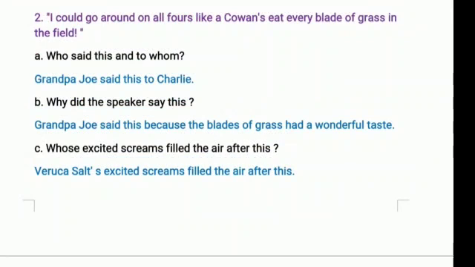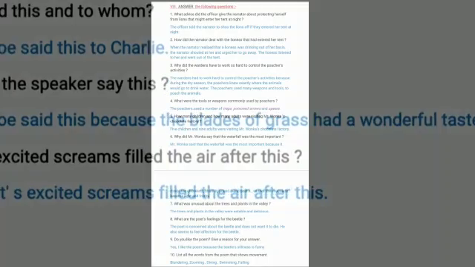Next question, I could go around on all fours like a cow and eat every blade of grass in the field. So, okay, who said this to whom? Yes, Grandpa Joe said this to Charlie. Second, why did the speaker say this? Yes, children, Grandpa Joe said this because the blades of grass had a wonderful taste. Whose excited screams filled the air after this? Veruca Salt's excited screams filled the air after this.